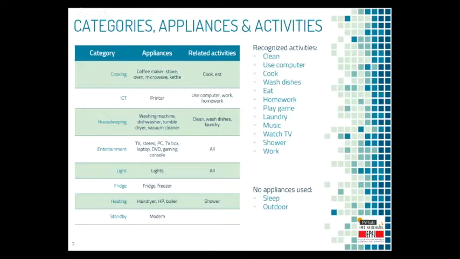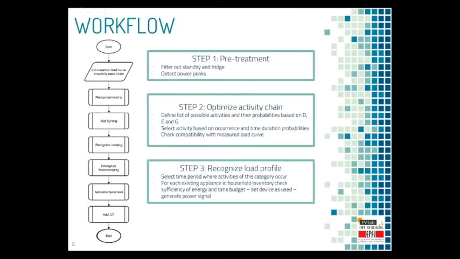And here you can see the related connection. So what is the workflow of the algorithm? First, as I already said, we are doing the pre-treatment to infer 2 main categories, standby and fridge. Further, we're working with the optimized activity chain. As I already said, optimization is happening only for an adult. So for teenagers, this step does not happen. It's a random generation. When we talk about optimizing the activity chain, we're basically selecting activities based on the probabilities we have inferred from the time of use survey.